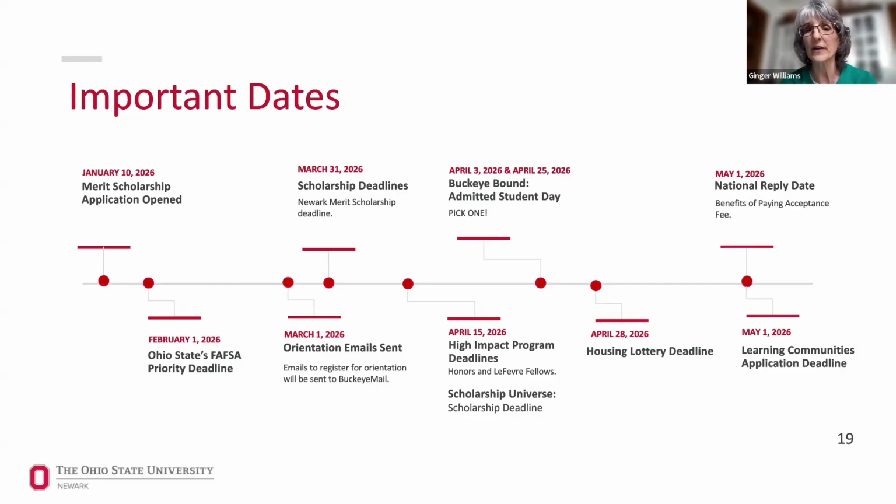Our Buckeye Bound event is coming up on April 3rd. And then we have another Buckeye Preview Day on the 25th. As Lucy talked about, the scholarship deadline is going to be April 15th, as well as the Honors and Lefevre Fellows. I will talk more about that here in just a moment. And then those of you interested in living on campus, the housing lottery deadline will be April 28th.